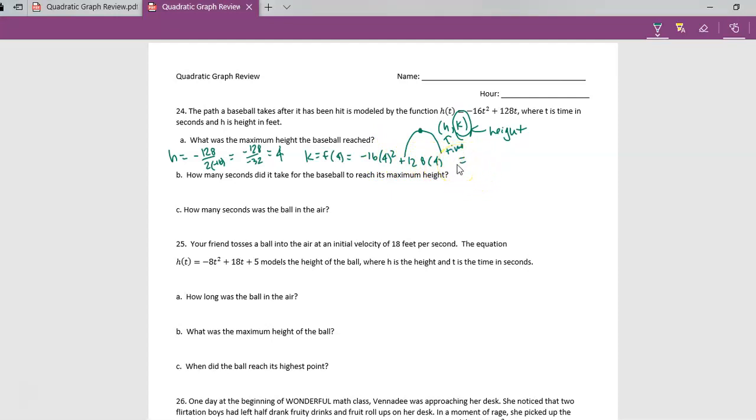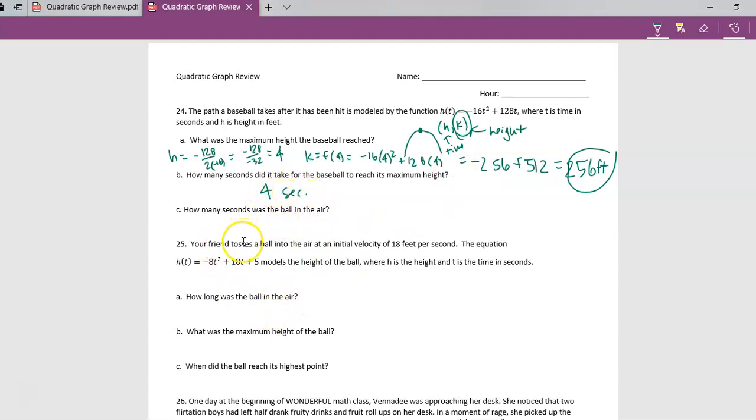So 16 times 16 times negative 16 is negative 256. And 128 times 4 is 512. And 512 minus 256 is equal to 256. So 256 feet would be the max height. How many seconds did it take the ball to reach this maximum height? Well, we already found that. That was 4 seconds, right? Because at that max height, t is equal to 4. So because h is 4 and k is 256.